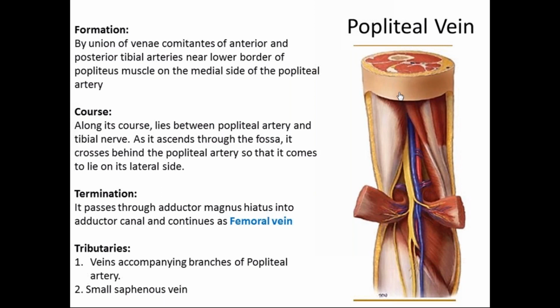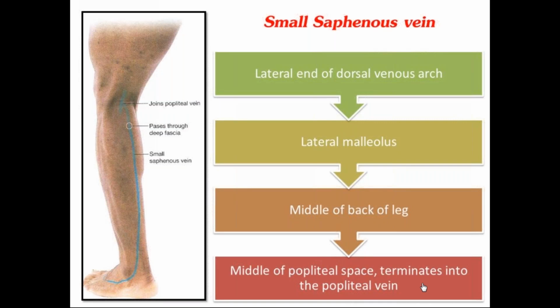The tributaries of popliteal vein are the small saphenous vein and the veins accompanying the branches of popliteal artery. Small saphenous vein is a tributary of the popliteal vein. It begins at the lateral end of the dorsal venous arch, running behind the lateral malleolus into the middle of the back of leg. It enters the popliteal fossa and it terminates into the popliteal vein.